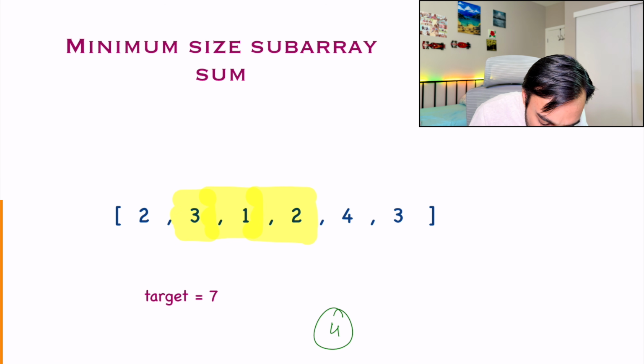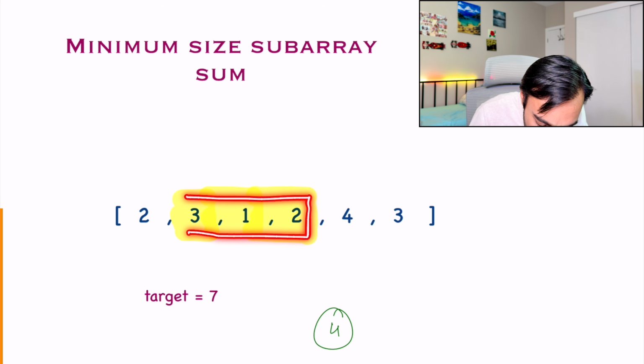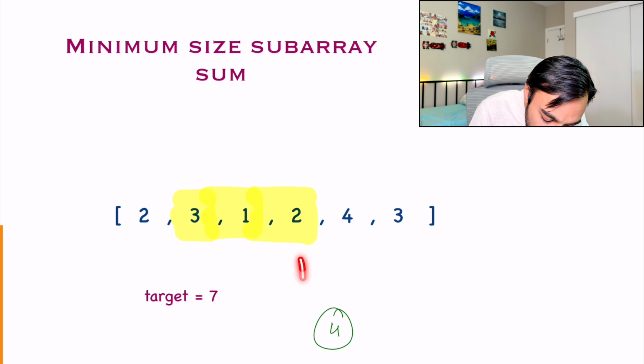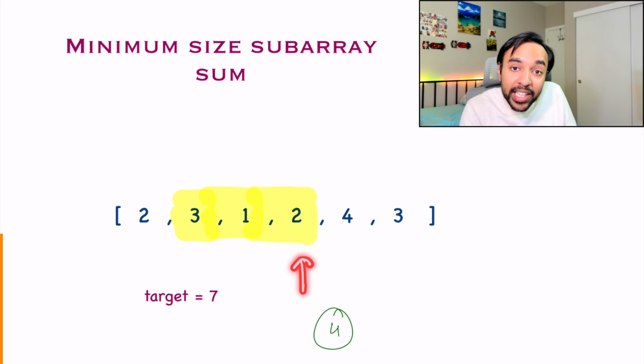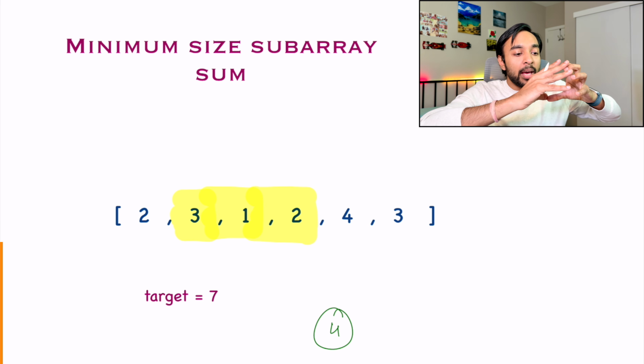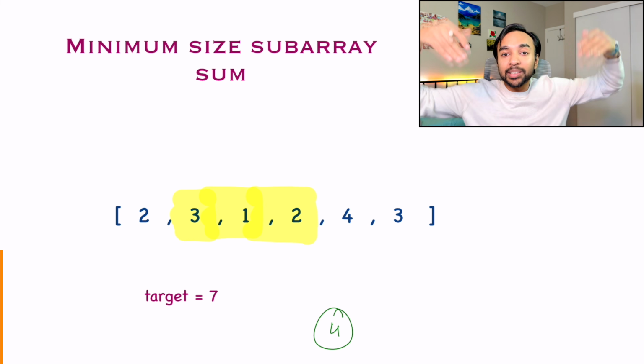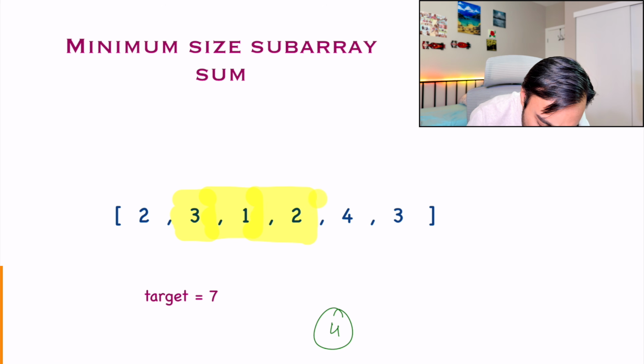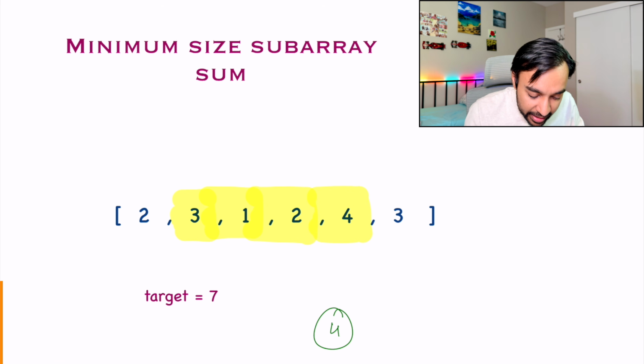What is my sum now? My sum is 6. It is less than 7. So I will need to increase my right pointer to increase the sum. So when I'm increasing the size of my window, my sum increases. When I'm decreasing the size of the window, the sum decreases. I add the next element and now the sum becomes 10. 10 is greater than 7.